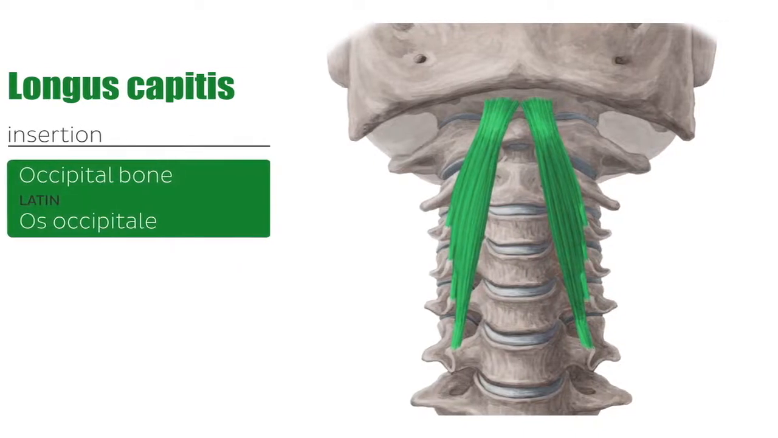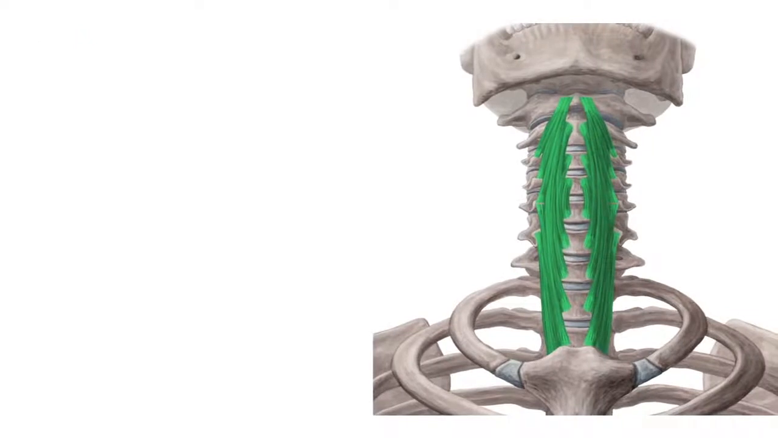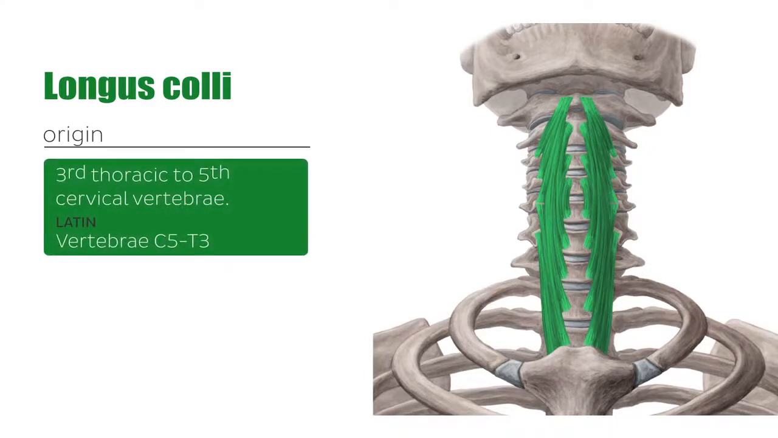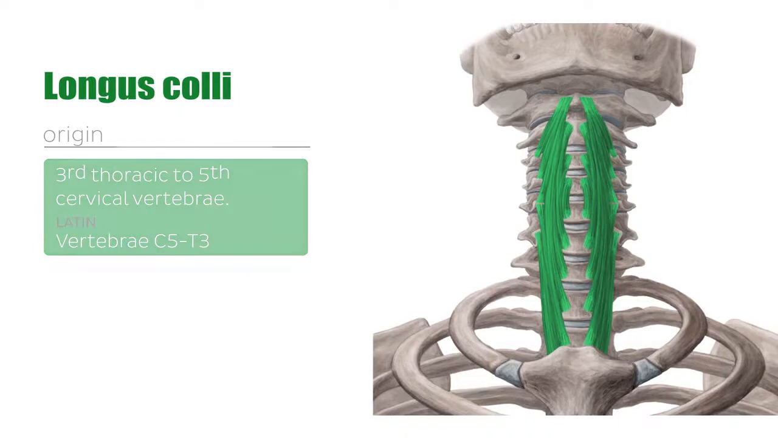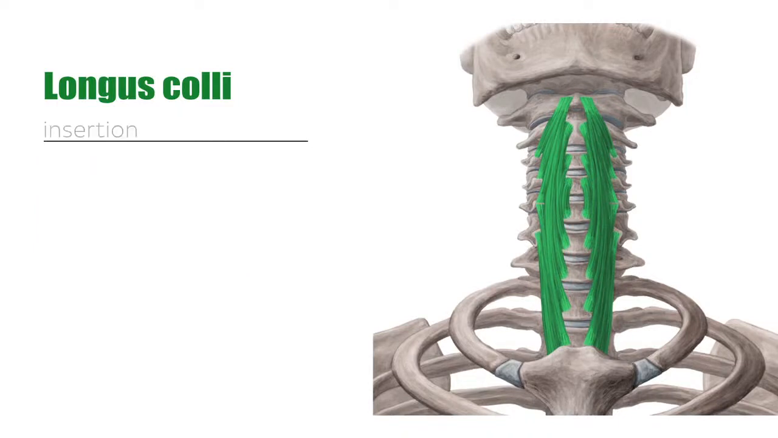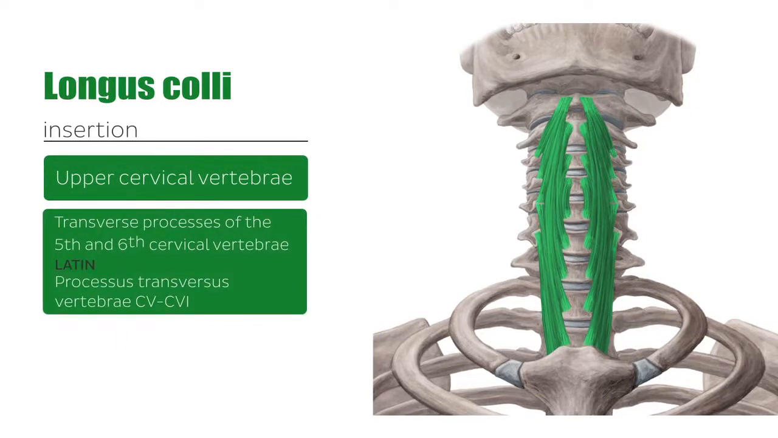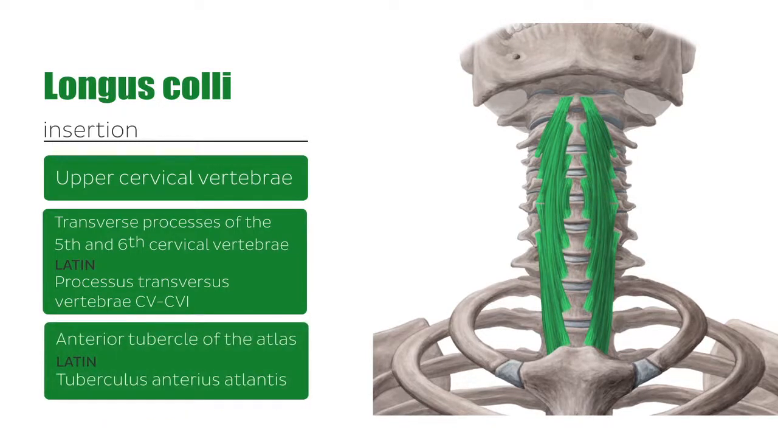If we take a look now at the longus colli muscle, when it comes to its origin, this muscle has several origins from the 3rd thoracic to 5th cervical vertebrae. We're moving on now to the insertion points for the longus colli, and the insertions for this muscle are the upper cervical vertebrae, the transverse processes of the 5th and 6th cervical vertebrae, and the anterior tubercle of the atlas.